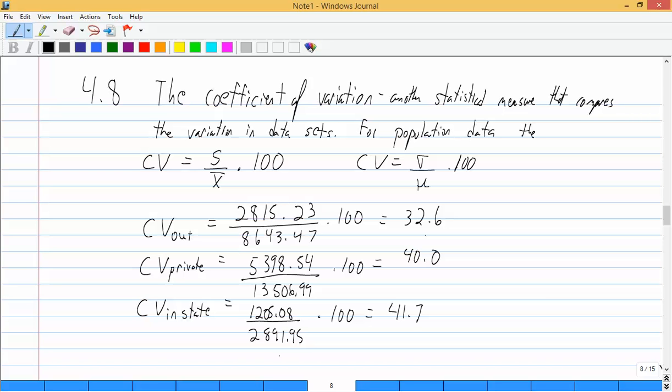So you see the coefficient of variation for the out-of-state tuition is 32.6. This means that the variation is 32.6% of the mean. The group with the largest variation relative to the mean is the in-state tuitions, right? Their variation is 41.7% of the mean.